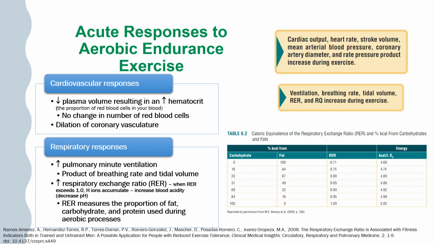These acute respiratory responses to aerobic endurance exercise facilitate the uptake of oxygen, removal of carbon dioxide, and maintenance of the acid-base balance. They work in conjunction with the cardiovascular system to ensure that the working muscles receive the increased oxygen and nutrients necessary while efficiently eliminating metabolic waste products. Through regular aerobic training, these acute responses can lead to chronic adaptations in the respiratory system, such as increased lung capacity and improved respiratory efficiency.